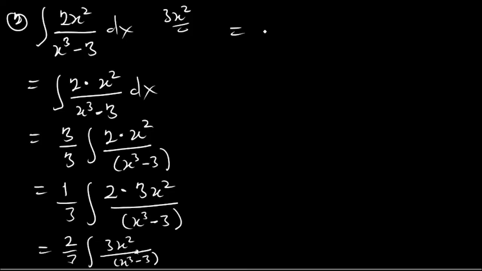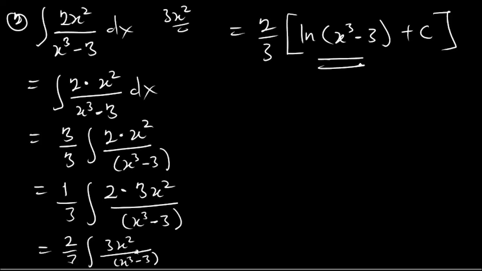So now I have 2 over 3. I know the integral of this is now, since it is the derivative of the denominator, going to be ln of the denominator, which is x cubed minus 3, plus c. So this is the general answer. So the integral of that is going to give us this. Are we okay? So let's look at this.